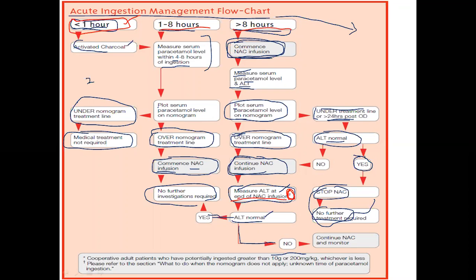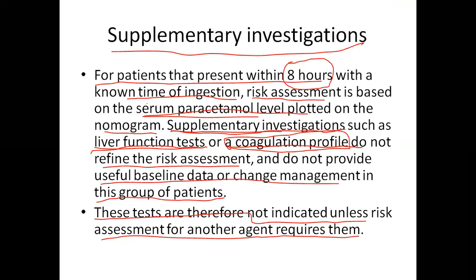I will give him NAC in 3 stages. Then after that I will check the ALT. So I will follow from here. Hope this is clear. For the patient where we don't know the time of ingestion, I will start from this plus mark. His treatment plan will start from here. Nothing from other places will apply for him.